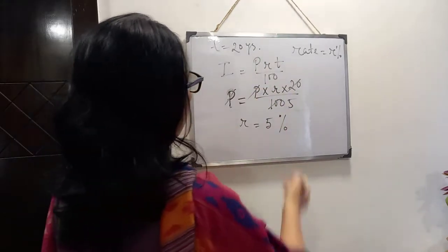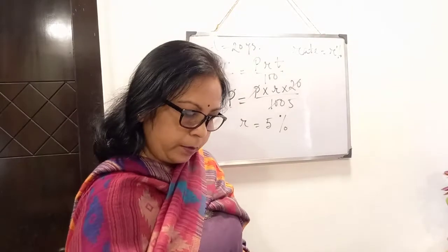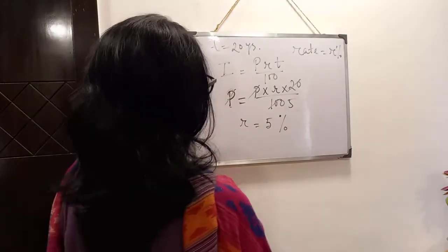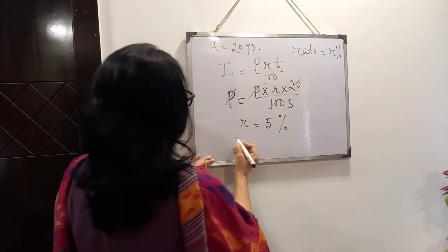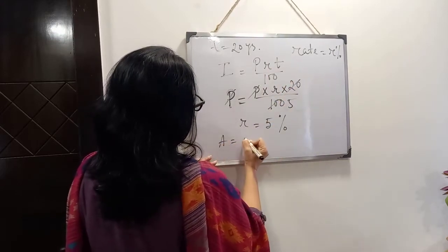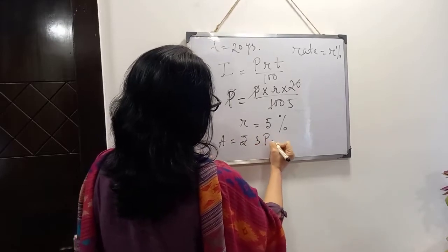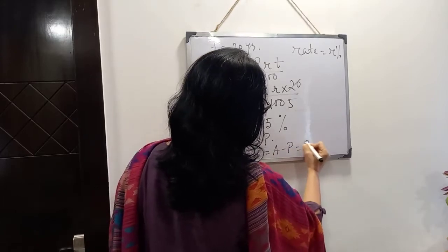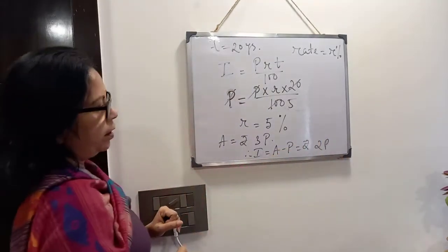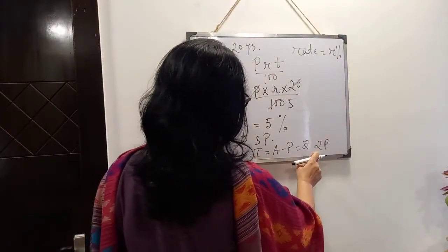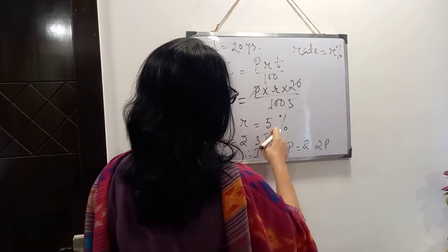It was not given. Now in second case it is told that the principal will be 3 times at the same rate in how many years? Principal will be 3 times. So principal P already we have considered, and amount is coming 3 times. Clear? So what will be your interest? Amount minus principal. In this case your interest is coming rupees 2P. Now here interest we know, principal is P, R we know, here you have to consider T in second case.